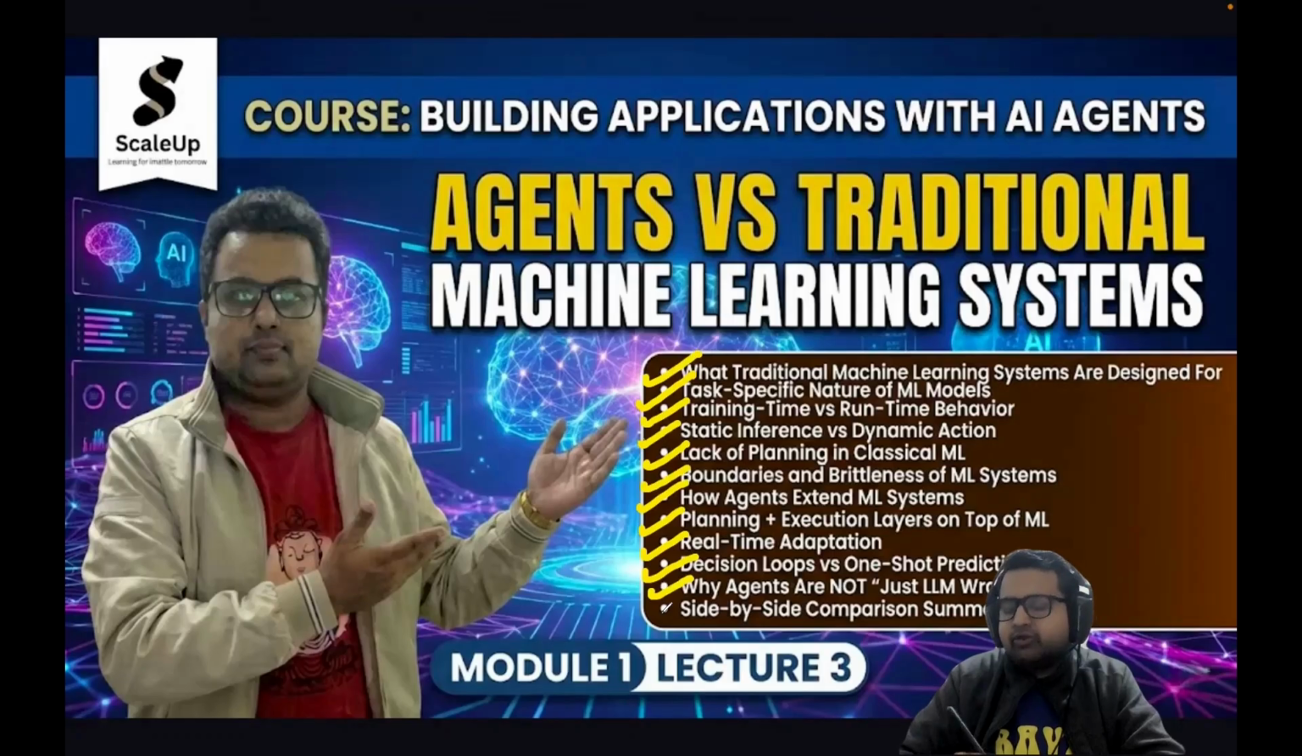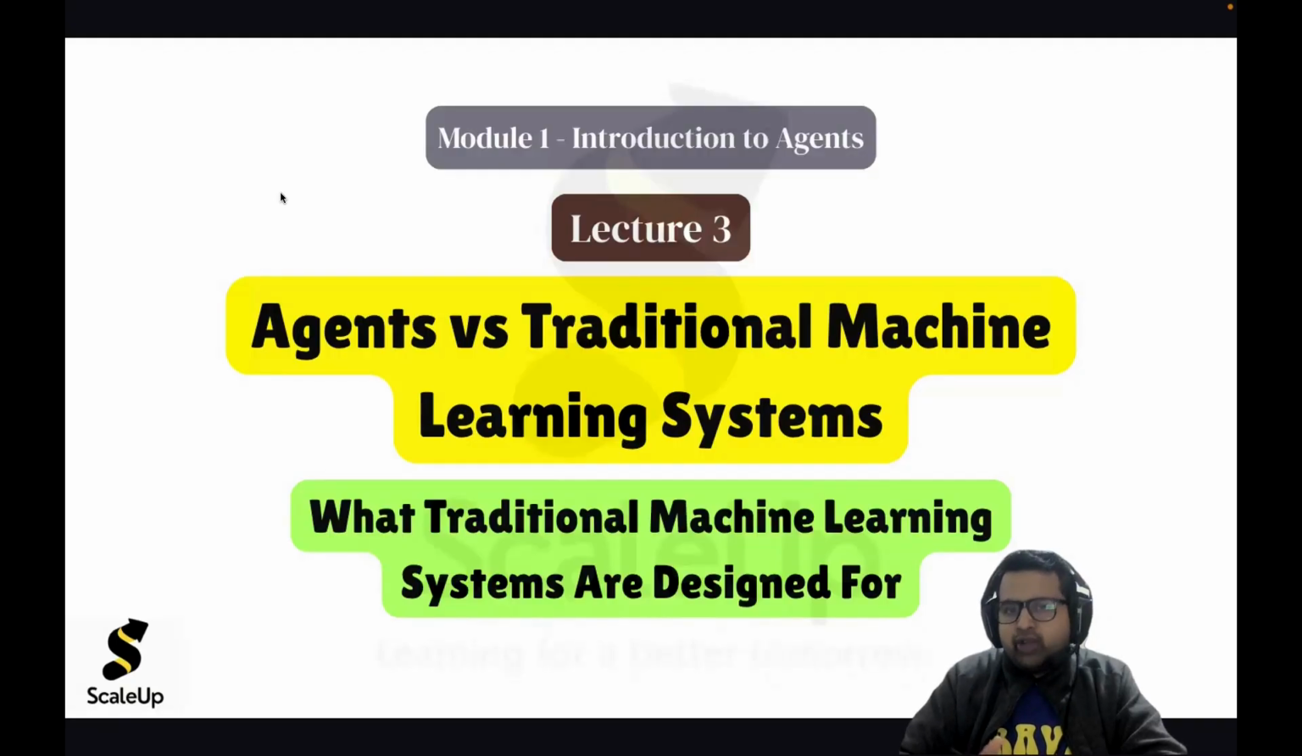And finally, we will conclude this lecture by discussing a side by side comparison summary. So all these topics we will discuss one by one in this lecture. So this is module 1, introduction to agents, lecture 3, agents versus traditional machine learning systems.